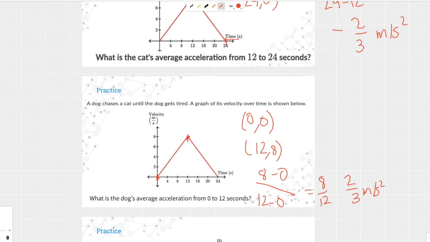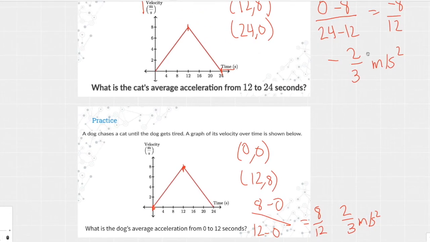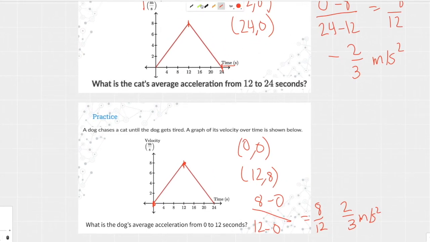If you notice, the similarity between these two questions is that one is negative and one is positive, which makes sense because they actually have pretty much the same slope, except they're in the opposite direction. This is positive and this is negative.